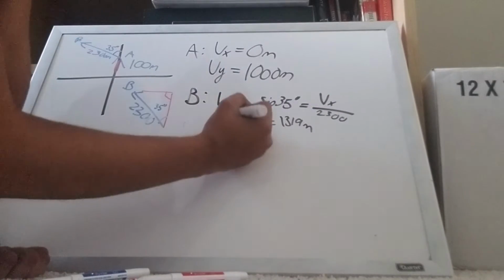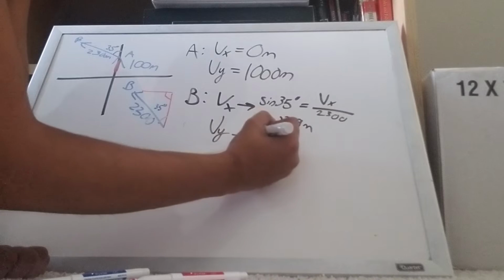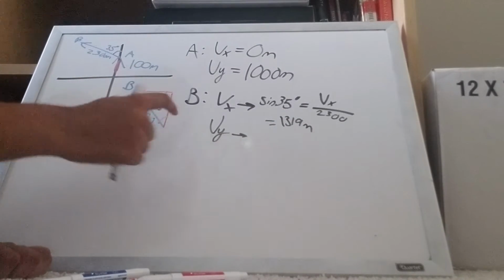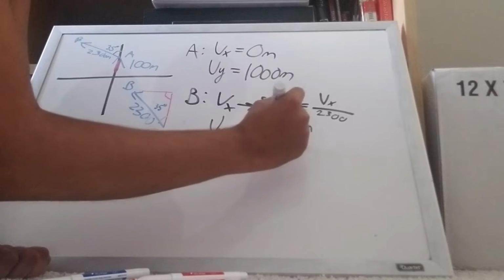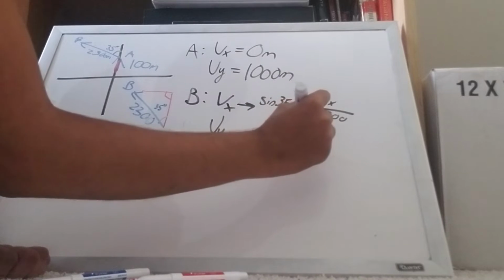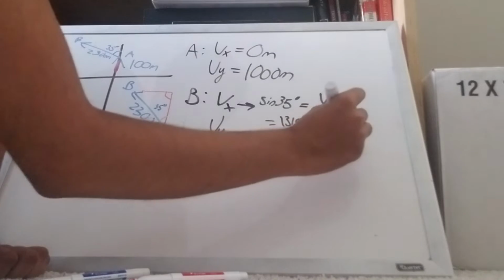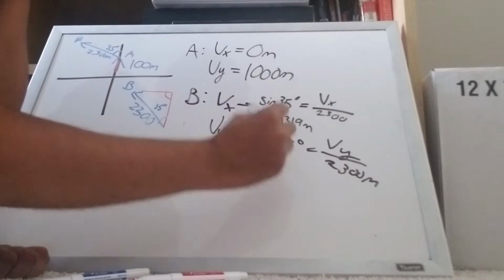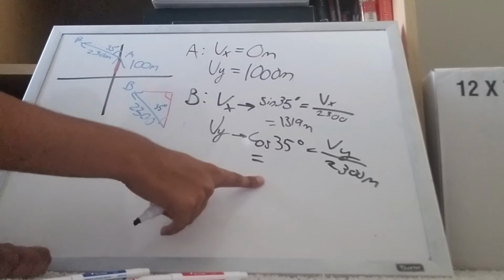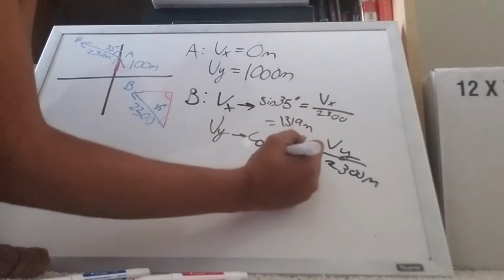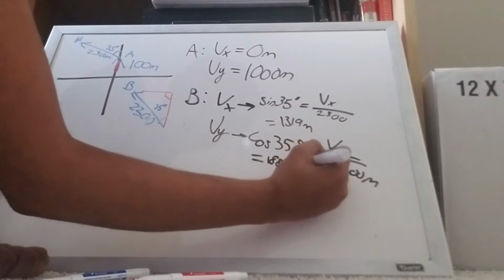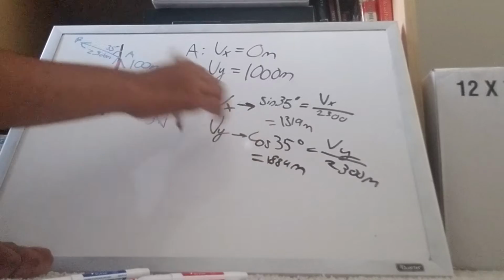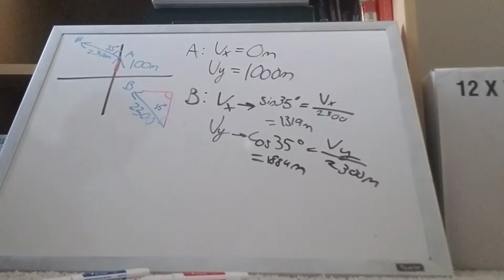1,319 meters. For Vy, we're going to do the same thing, but since we're solving for this here, the adjacent to this angle, we're going to use cosine. And when you put it in the calculator, the value is 1884, so 1,884 meters. So we have the components of the resultant vector, and let me draw that up here.